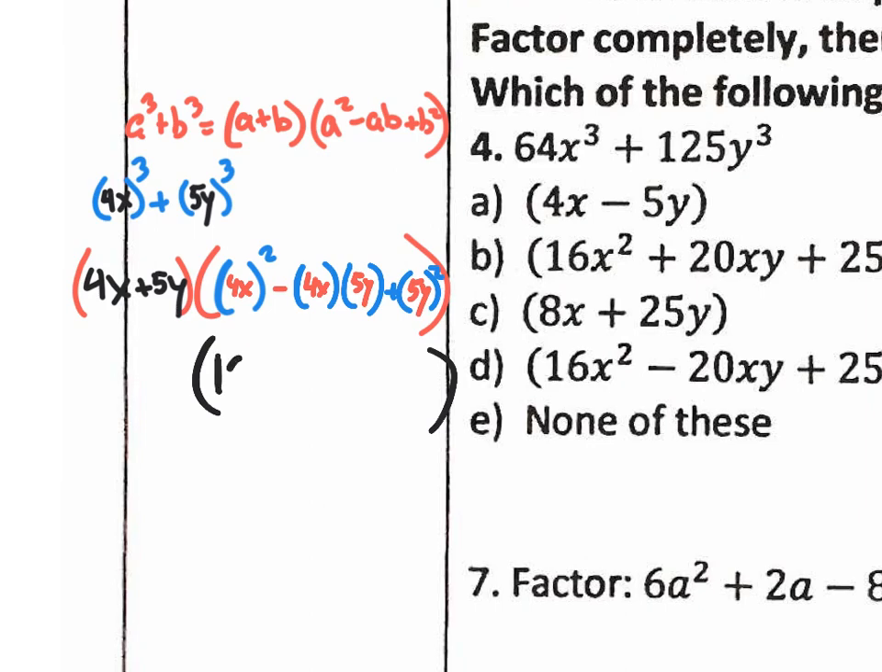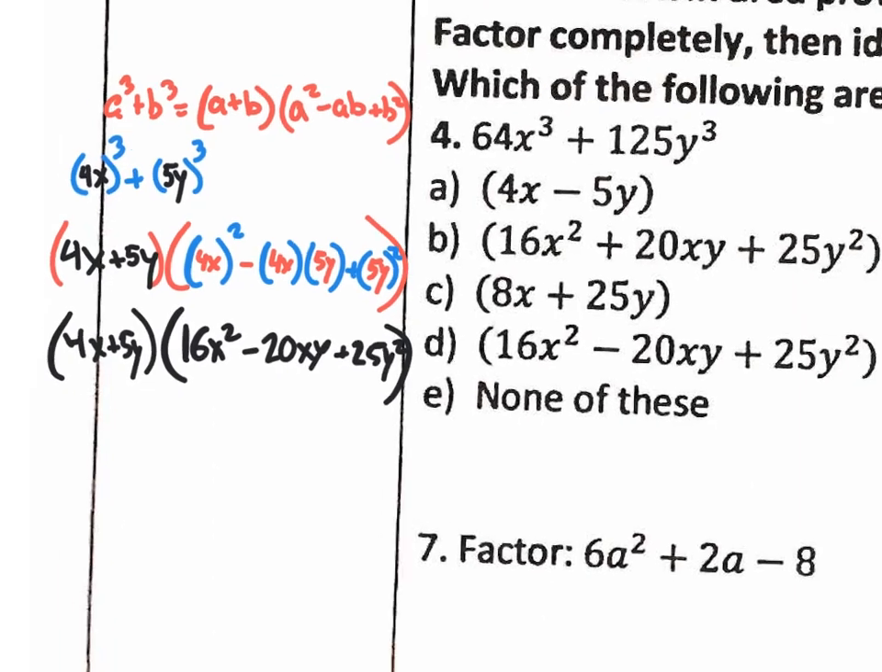4x times 4x is 16x squared. 4 times 5 is 20. X times y is xy. There is a minus sign right there. And 5y times 5y is positive 25y squared. Don't forget about the original binomial, 4x plus 5y. So that's the completely factored form, answer of number 4.